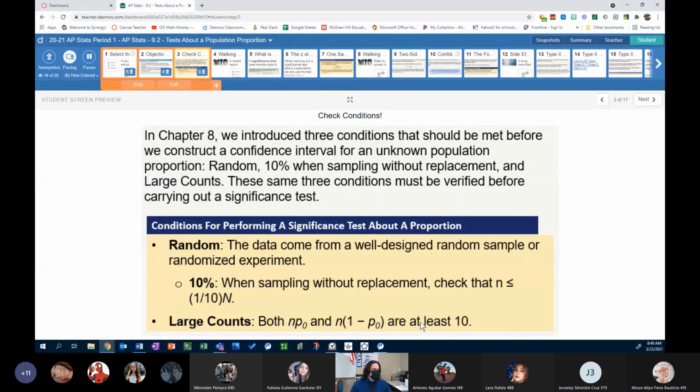So we need to have these. We need to check them every time we want to do a significance test about a proportion. Okay. If you would like a moment to write anything down, please raise your hand.